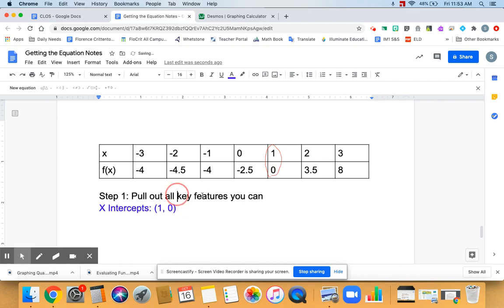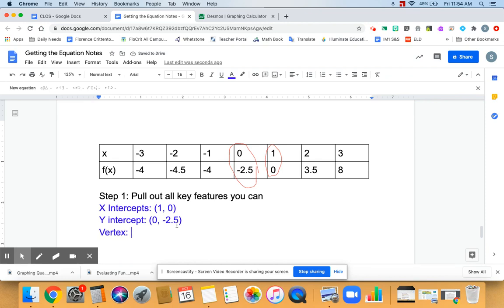So remember to just pull out all the ones you can, because they're not going to always give you all of them. What's the y-intercept on the table? Remember, y-intercept is when x is 0. So if I look where x is 0, that's this one right here. So that's at 0, comma, negative 2.5.